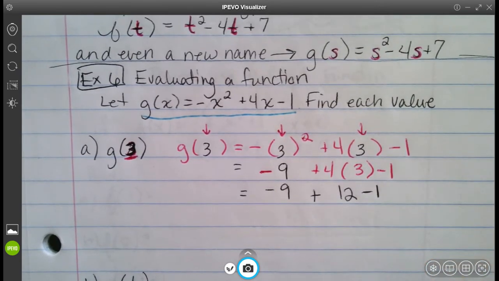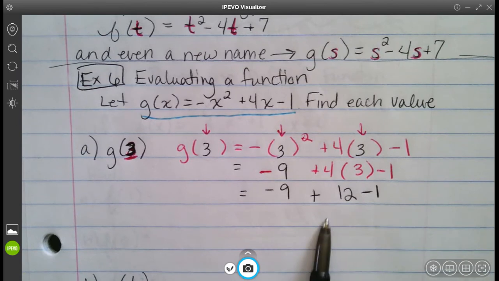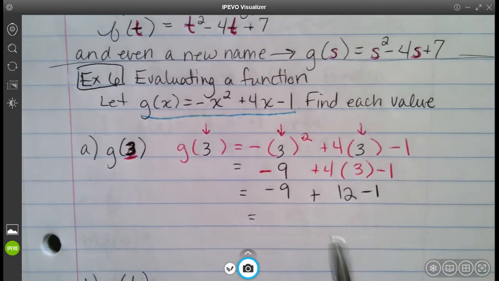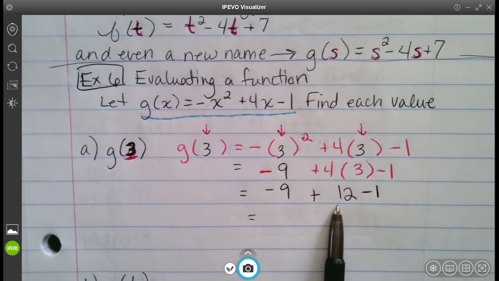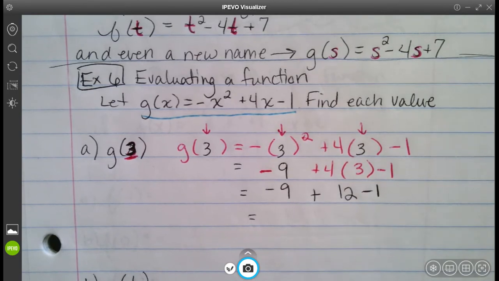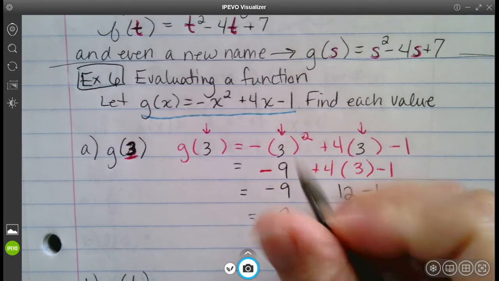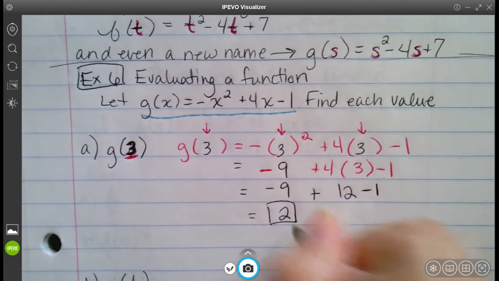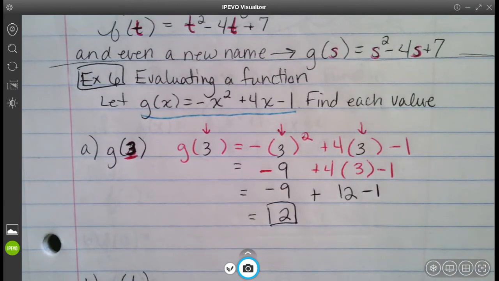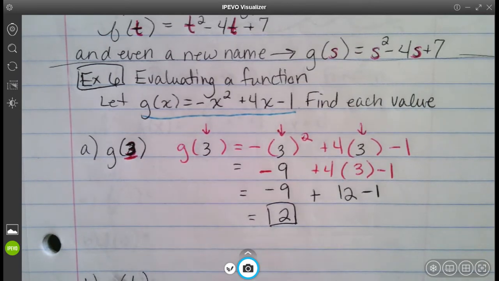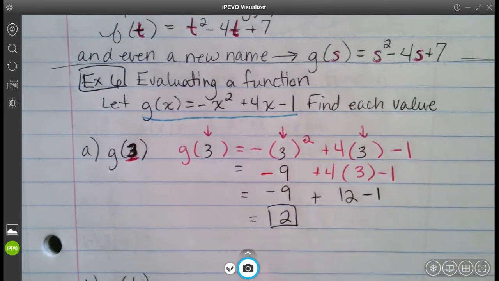Okay. So from here, we just add or subtract. Looks like we have negative 9 plus 12 is going to give us 3. 3 minus 1 is 2. Okay. So that means that my answer here is going to be g of 3 is equal to 2.